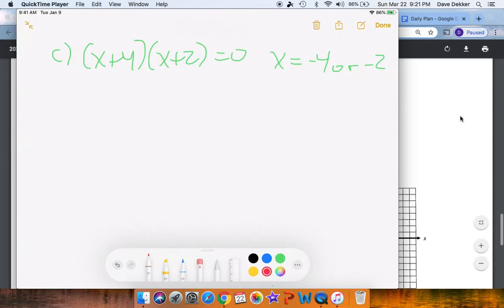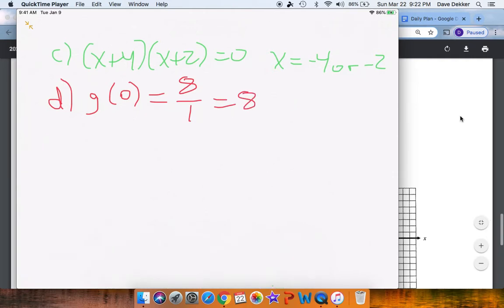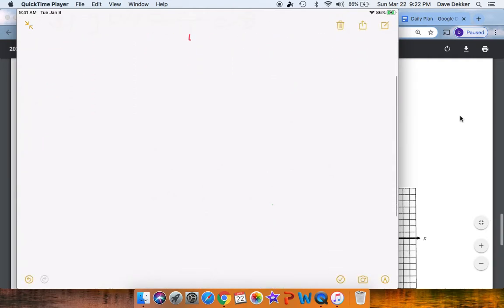For your y-intercepts, that's where we plug a 0 into the x's of the original function. So we're going to find g of 0. Okay, and we've done this enough now. Just realize all the things that have an x, they're going to go away. We're going to be left with 8 over 1, or just 8.